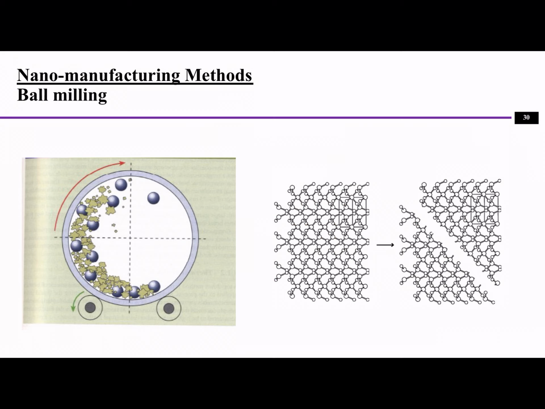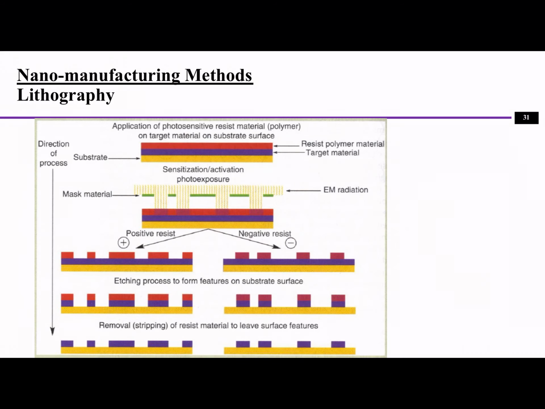We can use the ball milling process to break the chains or break some of the connections from nanostructures. This is one of the traditional physical methods we can use to form nanostructures from bigger chains to smaller chains. Another method is lithography.